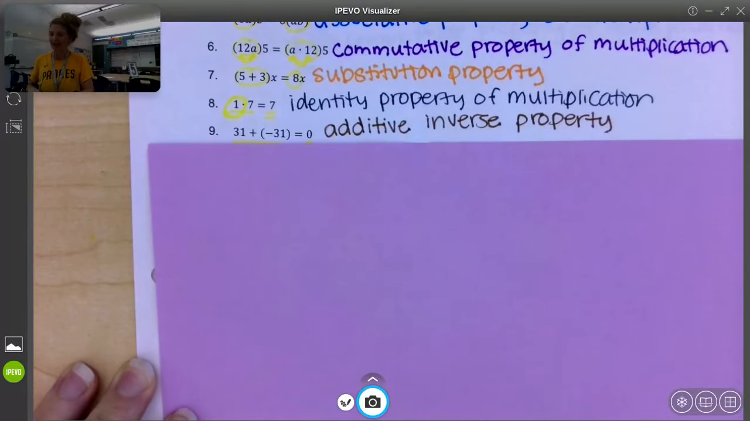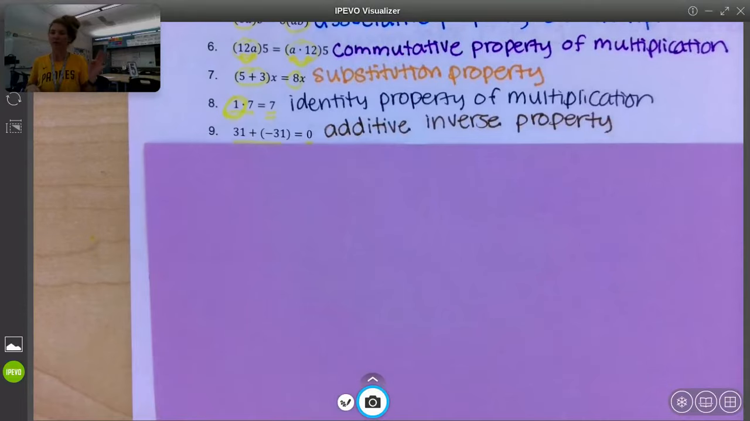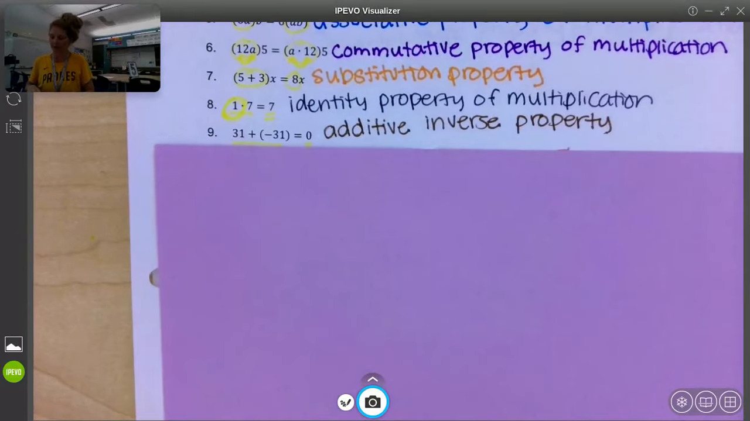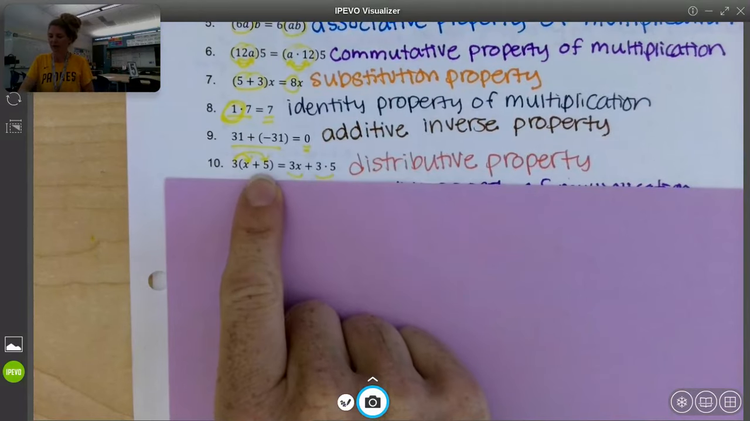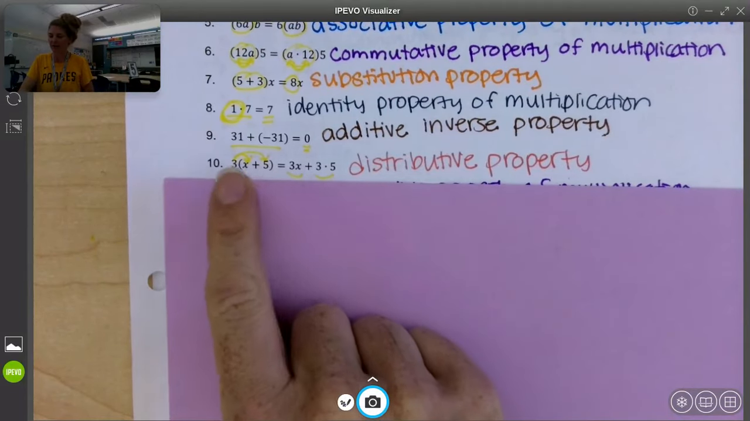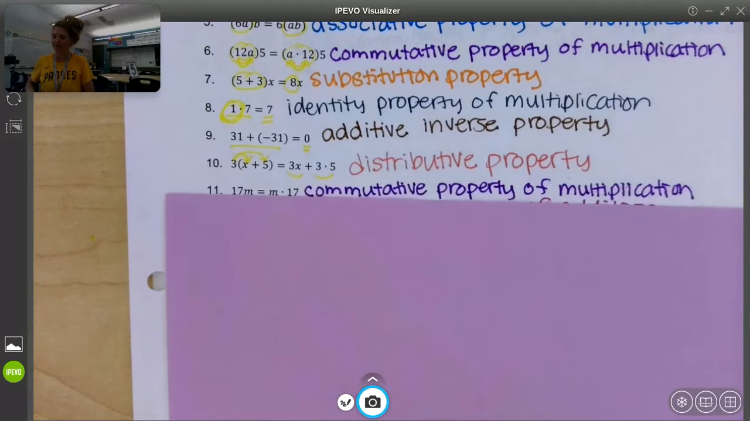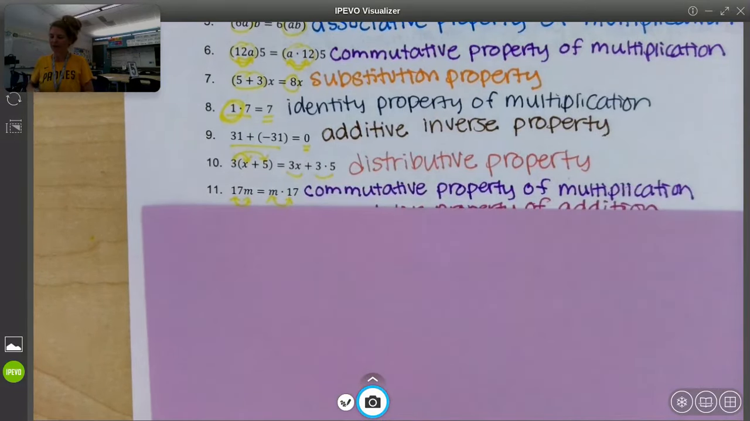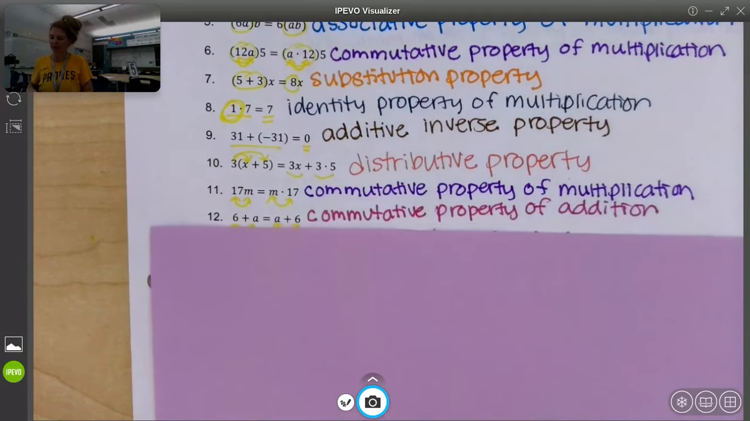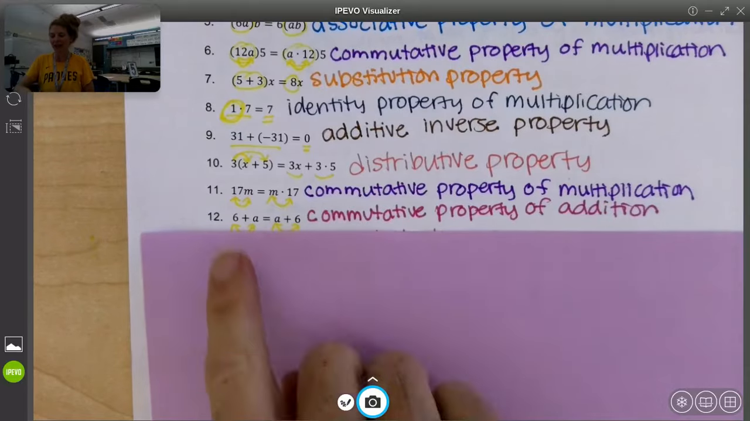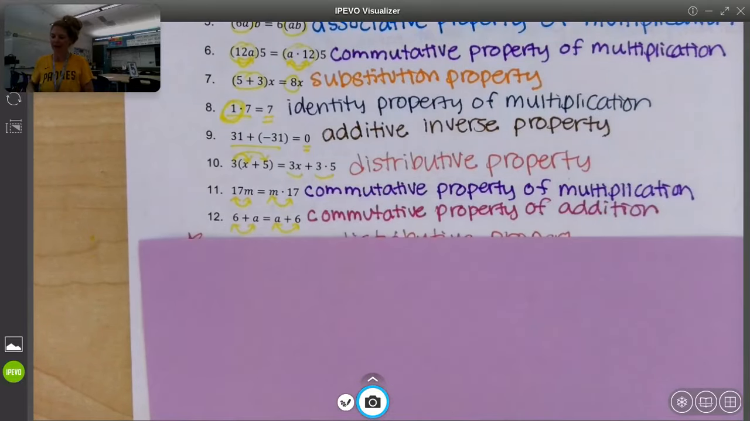We have the additive inverse property. A number plus its opposite is 0. And again, totally fine if you're using that property list to fill this out. But you're going to want to make flashcards. Ooh, distributive property. 3 times the quantity of x plus 5 gets you 3x plus 3 times 5. Commutative property of multiplication. 17 times m is the same as m times 17. Commutative property of addition. 6 plus a is the same as a plus 6.